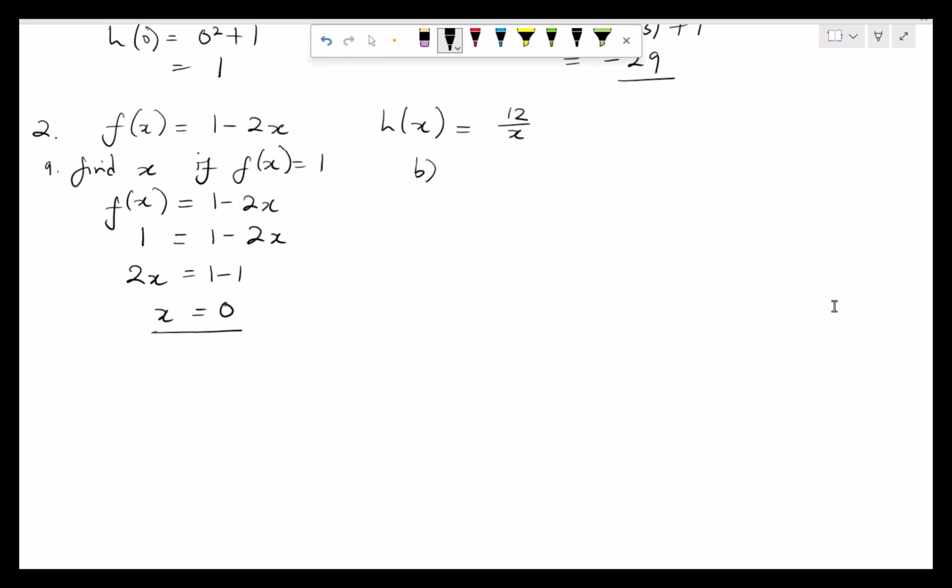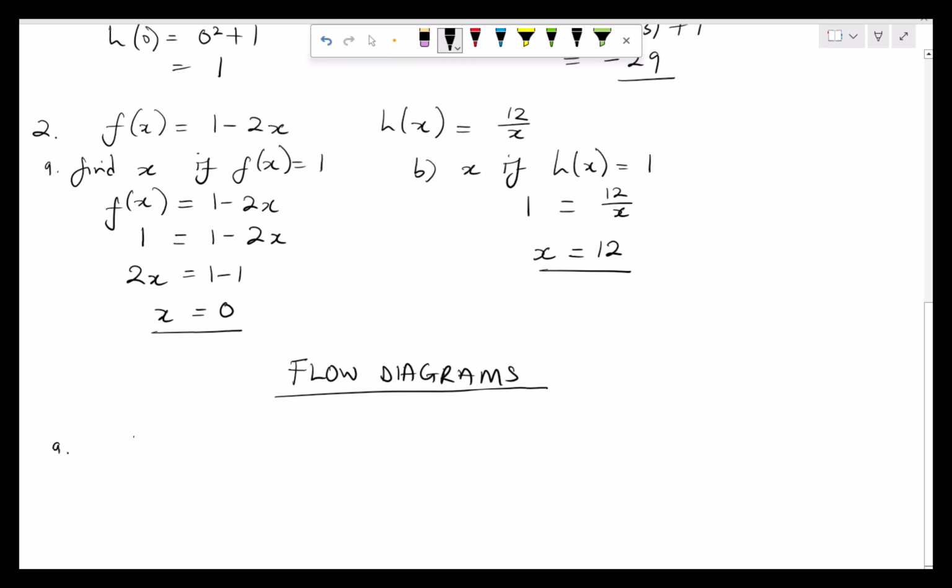Part B, we're finding x if h of x is equal to 1. So this is the same as saying 1 is equal to 12 over x. And if we cross multiply, we get x is equal to 12. Functions can be illustrated as flow diagrams. And that is what we are going to be looking at next.